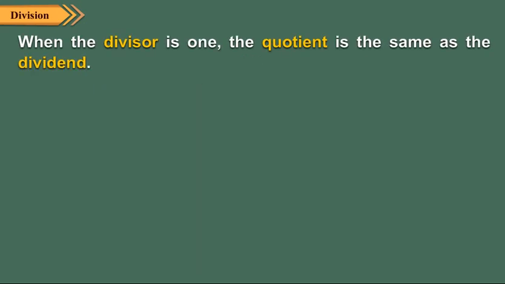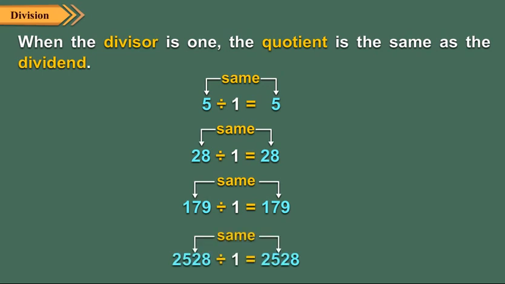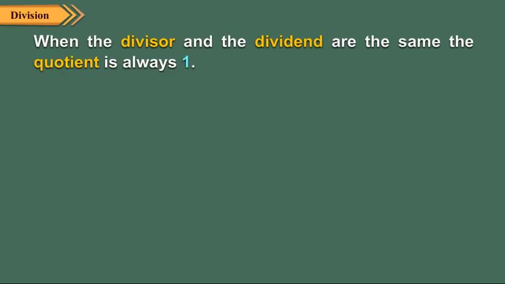When the divisor is 1, the quotient is the same as the dividend. See the given examples. When the divisor and the dividend are the same, the quotient is always 1. Let us see some examples for this.